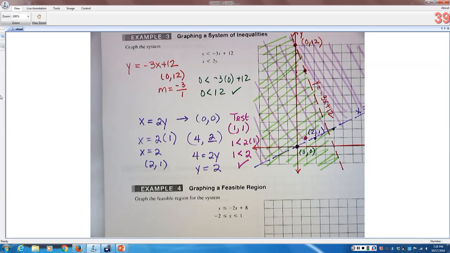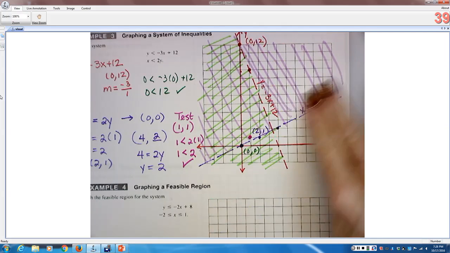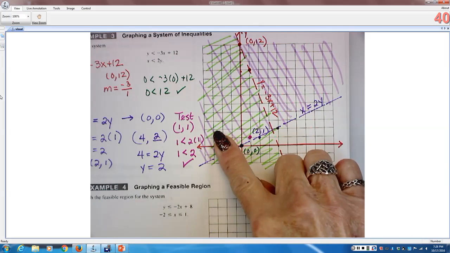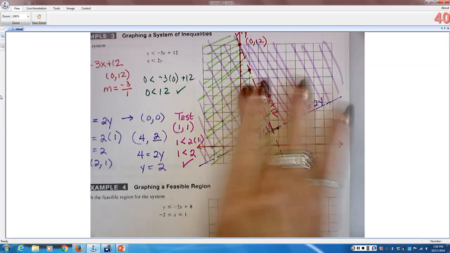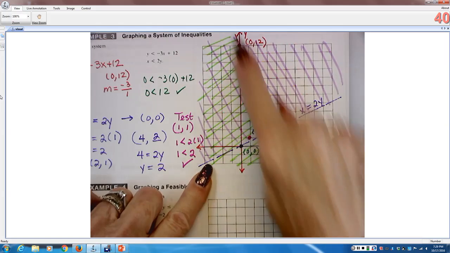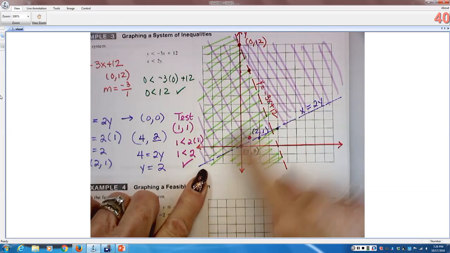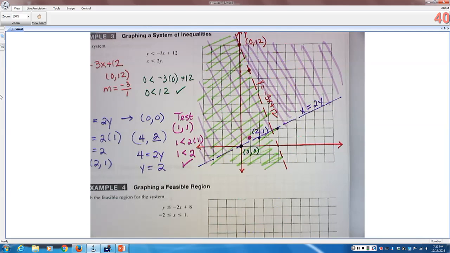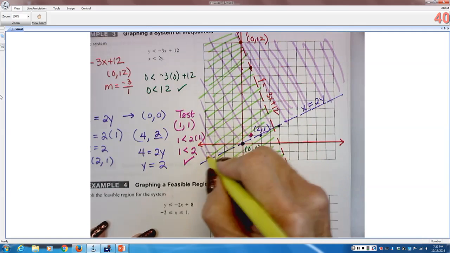Now, take into account that these are solutions to x is less than 2y, just like these are. And these are all solutions to x is less than negative 3x plus 12. But the only place this overlaps is in this area right here, where you see both purple and green. So that's actually your final solution, this area here where this all overlaps.